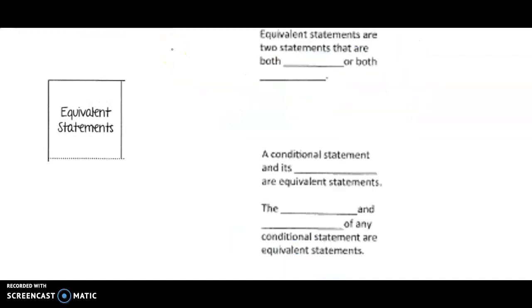All right, the last tab we need to go over is the equivalent statements tab. If you flip that up, equivalent statements are just two statements that are either both true or both false, so they have the same truth value. Something to remember is that a conditional statement and its contrapositive always have the same truth value. So if a conditional statement is true, the contrapositive has to also be true. Or if the conditional statement is false, the contrapositive will be false as well.